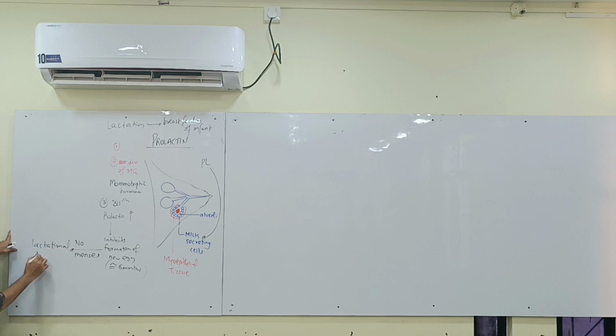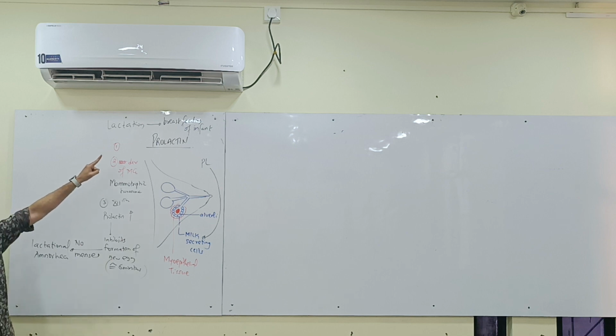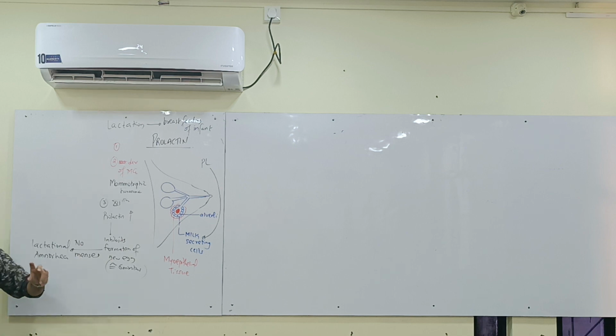Lactational amenorrhea. What do you call it? Lactational amenorrhea. Break up the word and understand. Lactation means breastfeeding. Amenorrhea means no menses. So because of breastfeeding, mummy will not have menses, there will be a gap of 6 months.